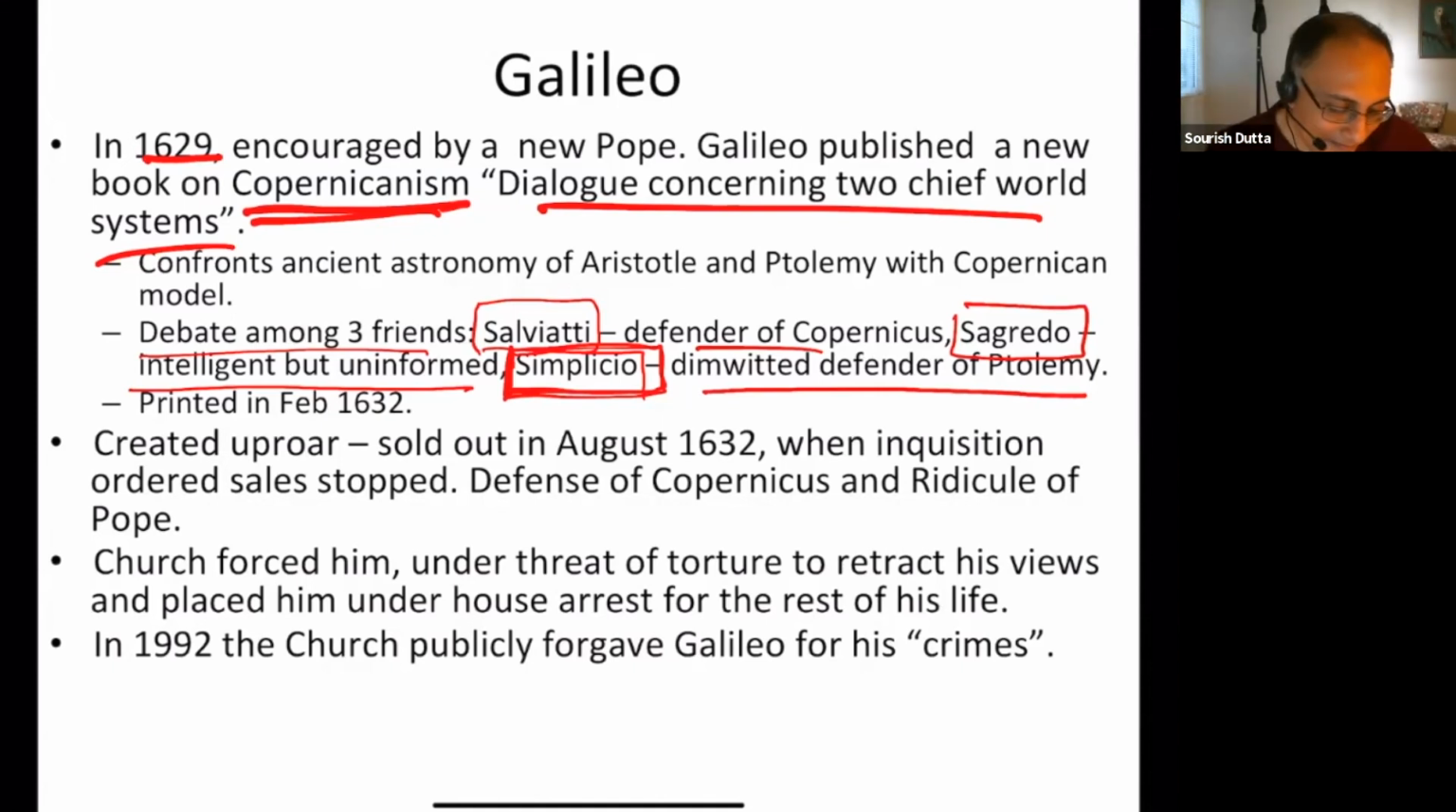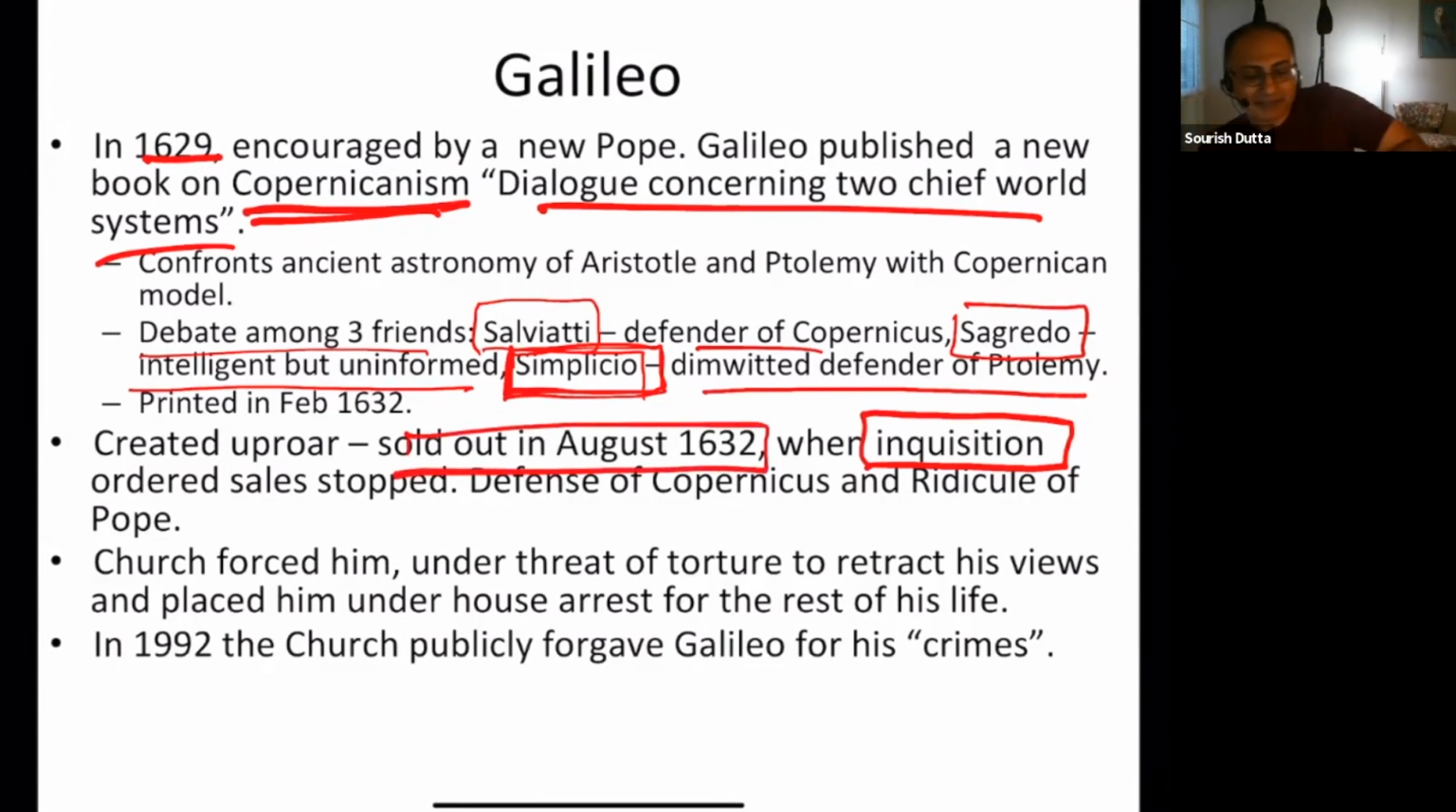And so the Inquisition, which I've talked about before, the armed wing of the church, decided to step in and said that enough is enough. We need to completely stamp this nonsense out. Galileo's book had completely sold out in a few months. It was extremely popular. So the Inquisition stepped in. Galileo was arrested, and the church forced him under threat of torture to retract his views.